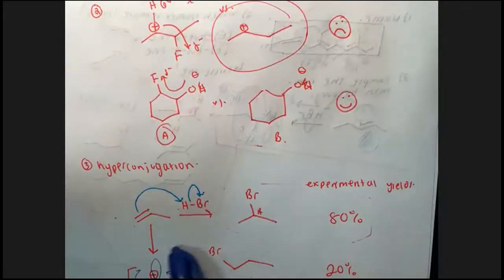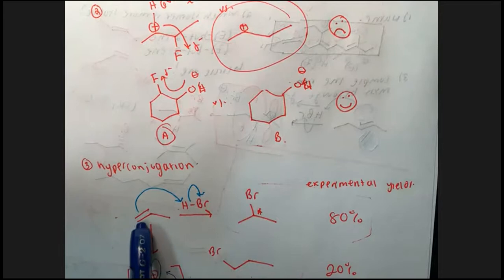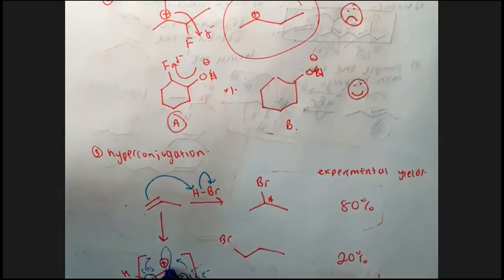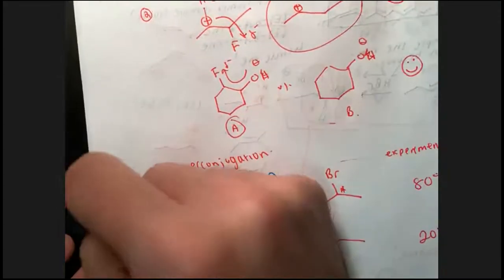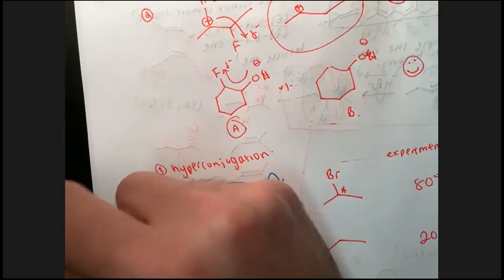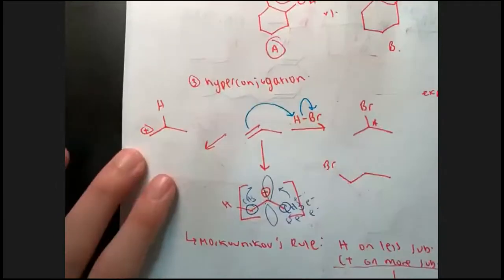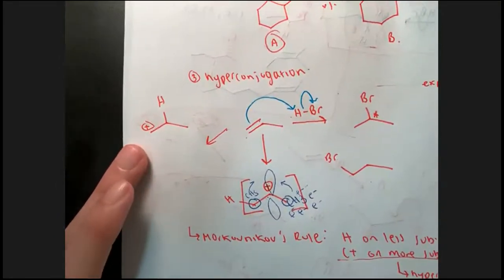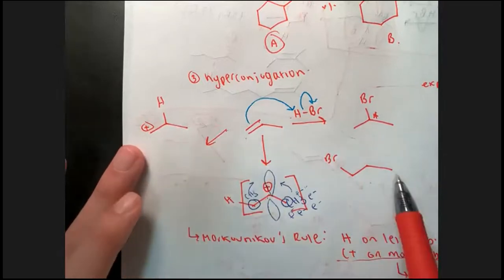Okay, so now maybe this makes more sense why we're going to get this 80%, because we see we're going to form this intermediate where the hydrogen went on the less substituted side, which forms a carbocation on the more substituted side. The alternative to that would have been the hydrogen going on the more substituted side and the carbocation going on the less substituted side. So does that make more sense now of why we don't get really a lot of this product?